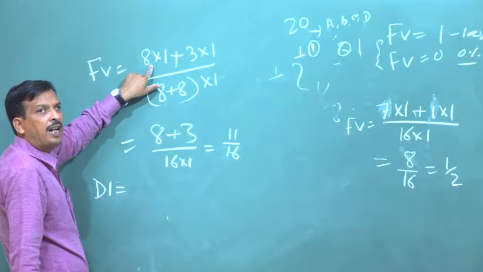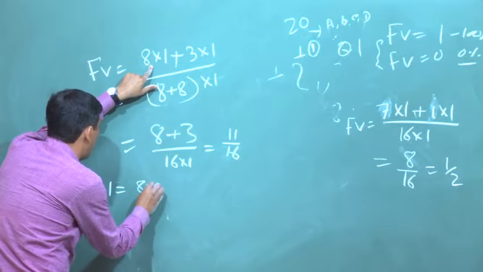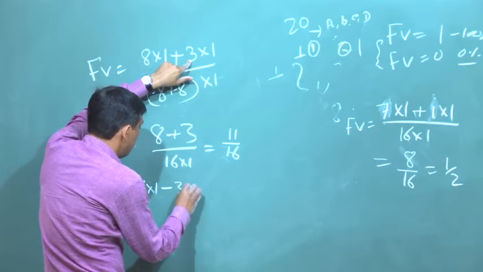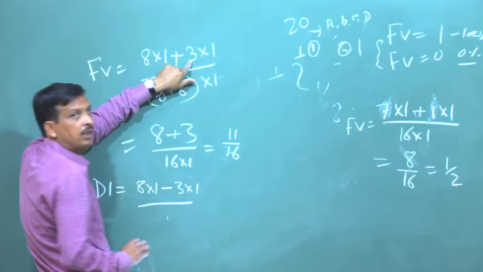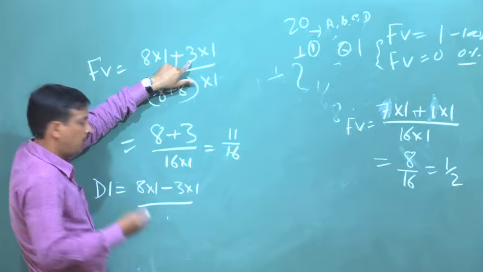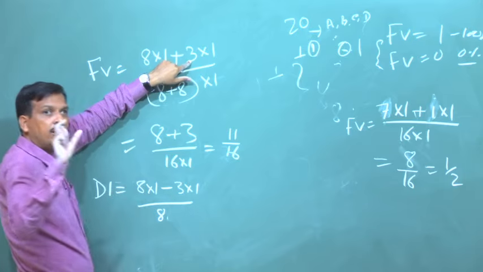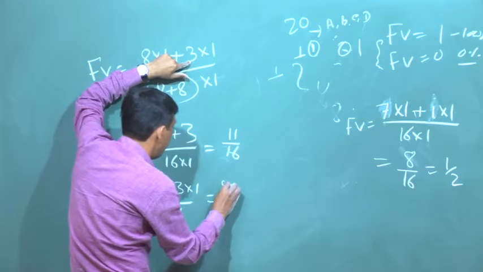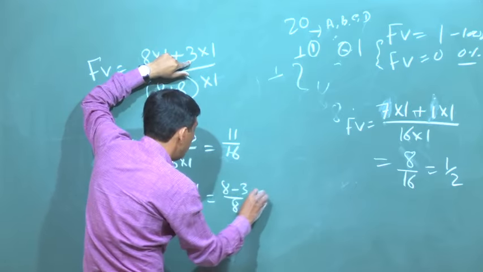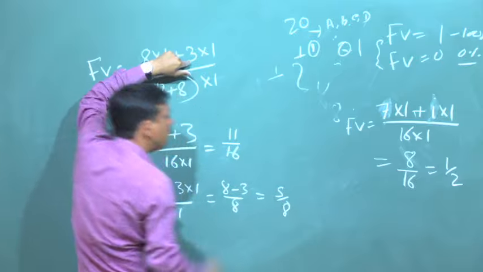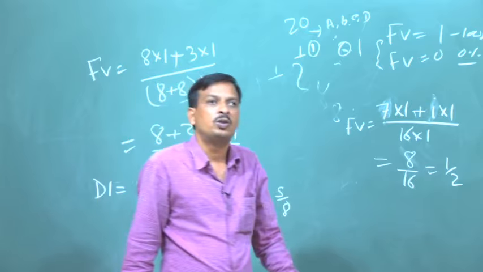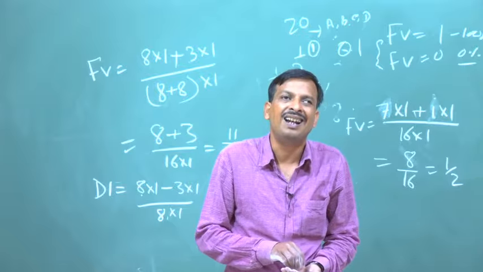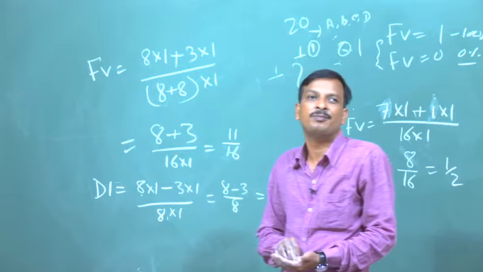Total marks obtained by the upper group, 8 into 1, minus total marks obtained by the lower group, 3 into 1, divided by the total marks, 8 only, since the group size is 8 into 1. So, it is 8 minus 3 divided by 8, 5 by 8. So, the DI value is 5 by 8, and the facilitation value is 11 by 16.